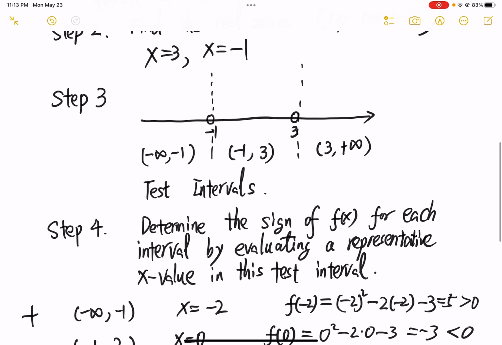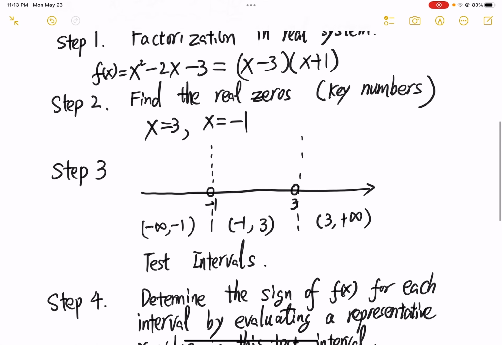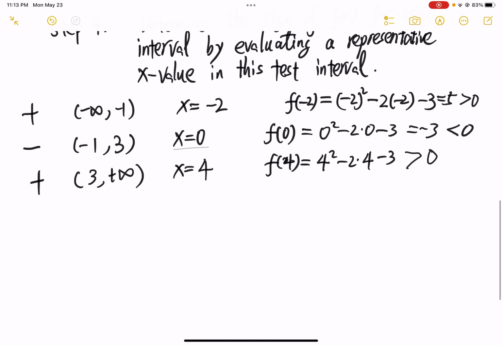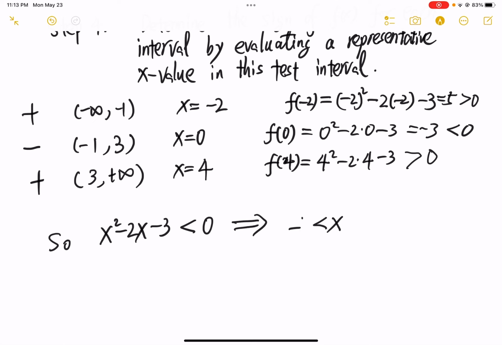So here tells you what our aim is. We need the function to be less than 0, and less than 0 is negative. So here is the 1. Our function x squared minus 2x minus 3 less than 0. The solution is x between greater than -1 and less than 3.